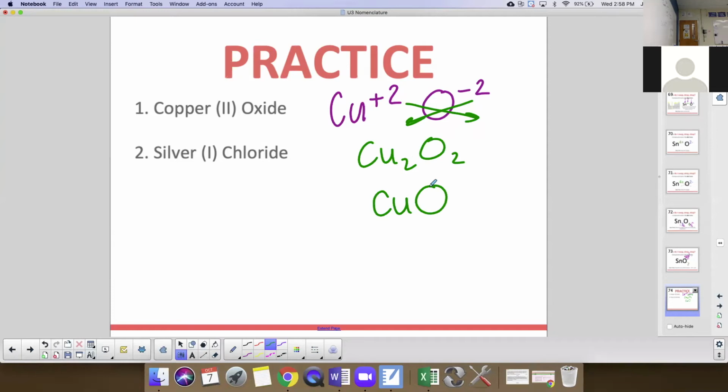All right, now let's look at silver chloride. Silver is Ag. What's my charge? 1. Chloride is -1. Yep, and so we're going to swap and drop. AgCl.